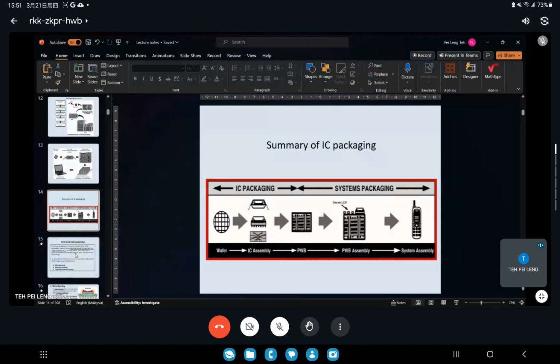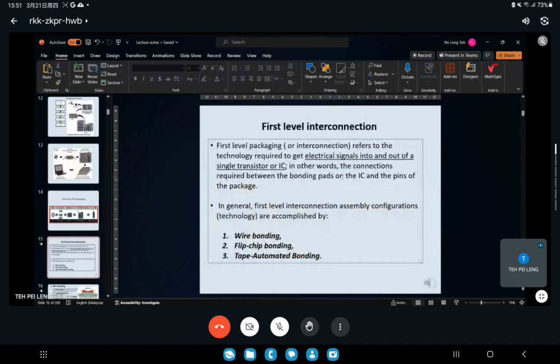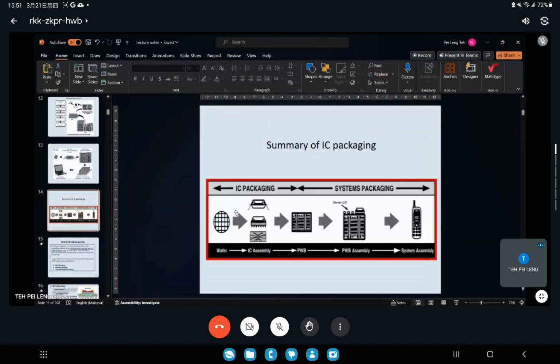So I will focus on this first level. This one you have a lot of things to learn. After you learn this one, if you have time and if you want, I will try to explain this other one, which is more complicated. But your syllabus is here. IC assembly is already very complicated, already enough. So this is what we call first level interconnection. You learn all about this one.